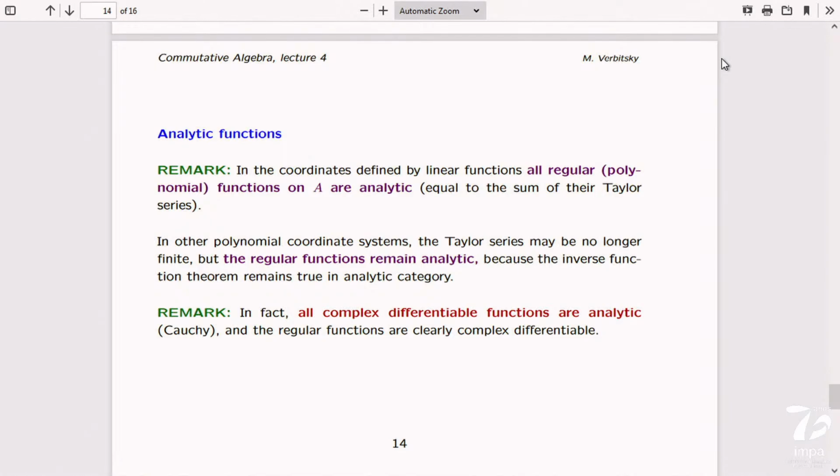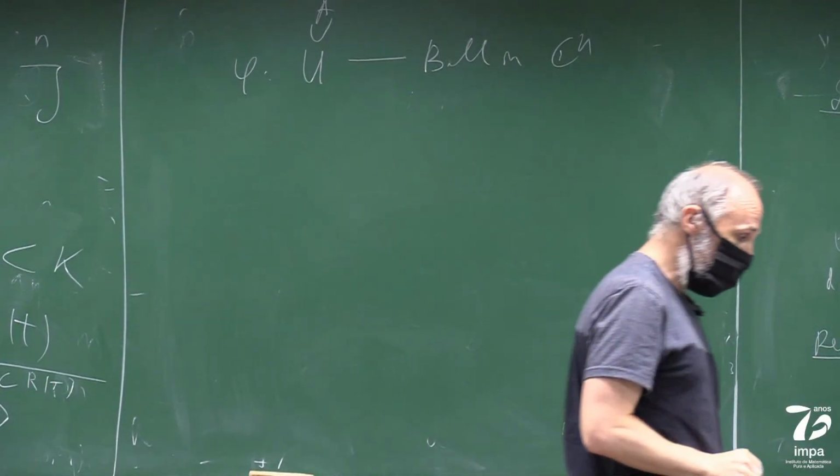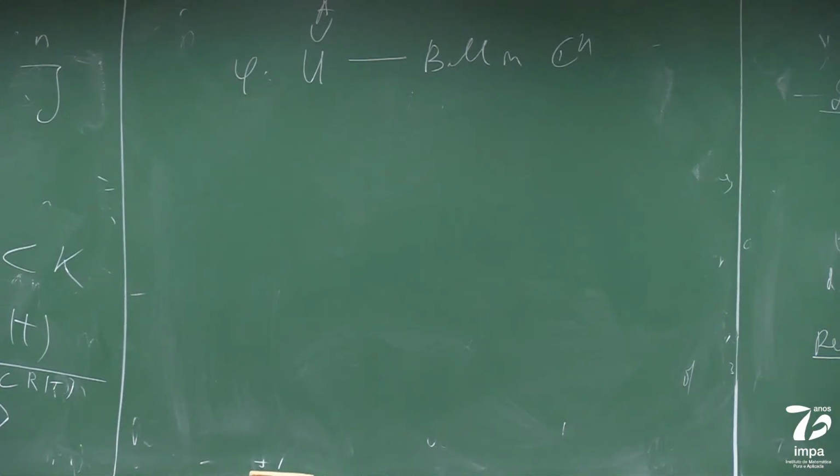So what I could tell you, in fact, was that you have a map to C^n, but unfortunately this is not that much true. What is true is that your maps are complex analytic maps to a ball. So you have phi from this neighborhood U inside A to a ball in C^n, and it is complex analytic in the sense of having a Taylor decomposition.